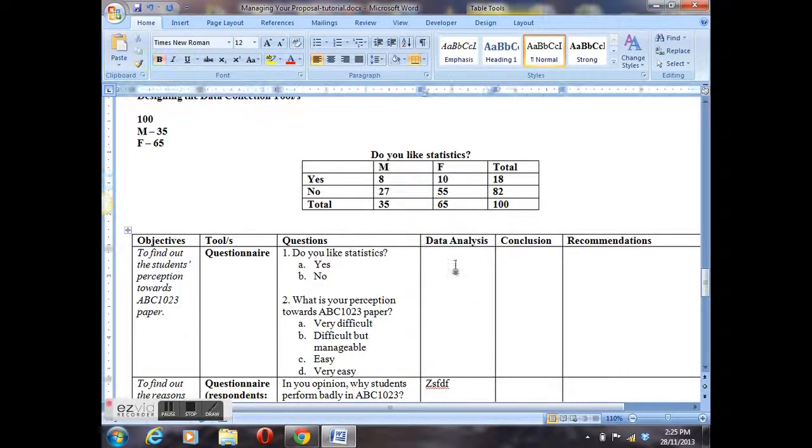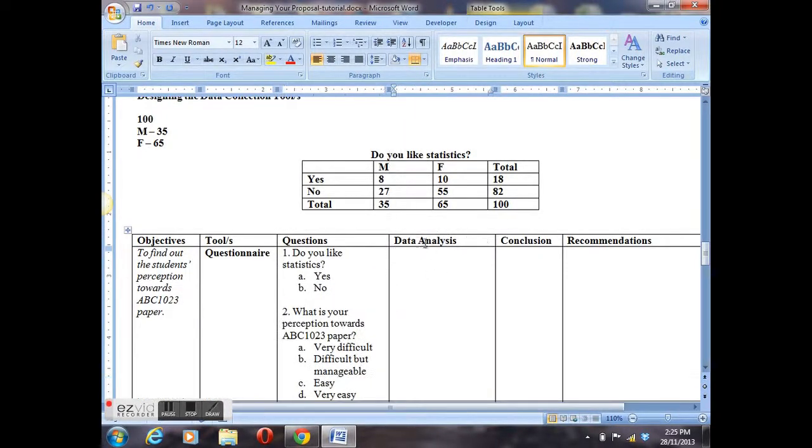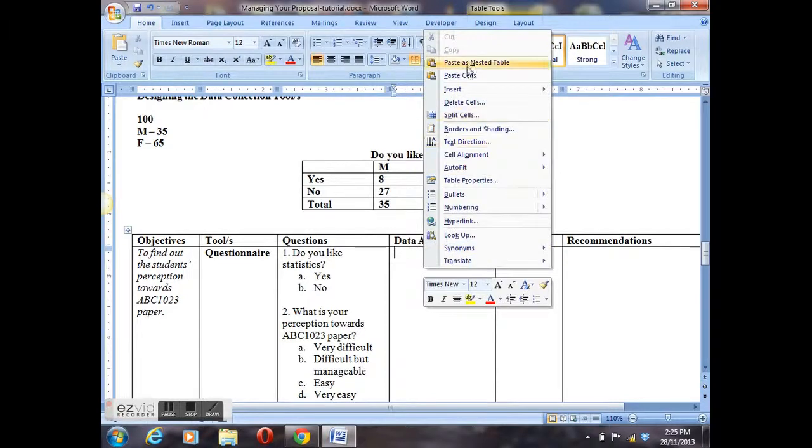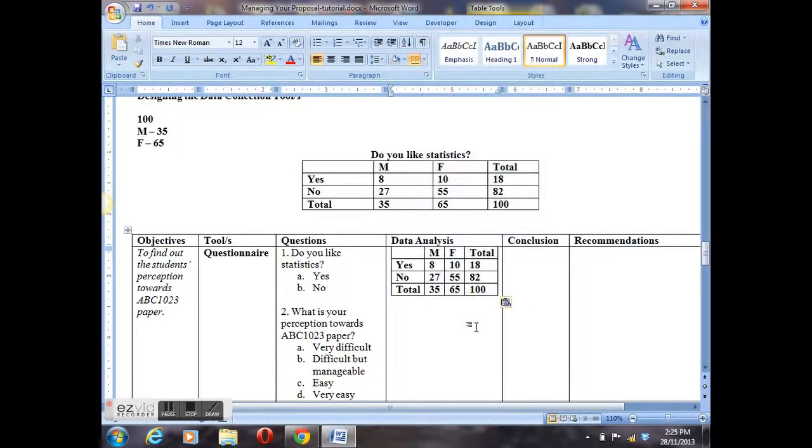So here we are actually working on this part, data analysis. But in your report, you don't have to include this table. This is how we prepare our report. Do not include this table in our report. We are going to separate them into chapters. So here we have the data.